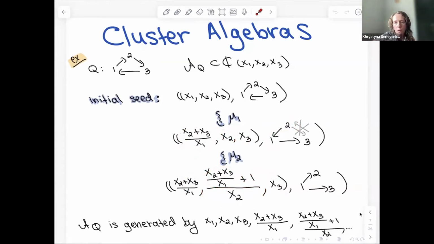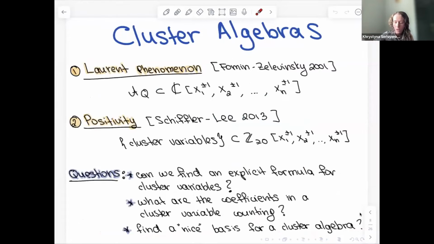Okay, so hopefully this gives you an idea of what's happening. And then the cluster algebra, by definition, is generated by all of these cluster variables you get by doing this recursion. So it's the initial ones, x1, x2, x3, together with the first one we obtained, and then the second one we obtained in our process, and then many, many more. Okay, so you have to do this more and more times to get your cluster algebra. All right, so that's the definition.